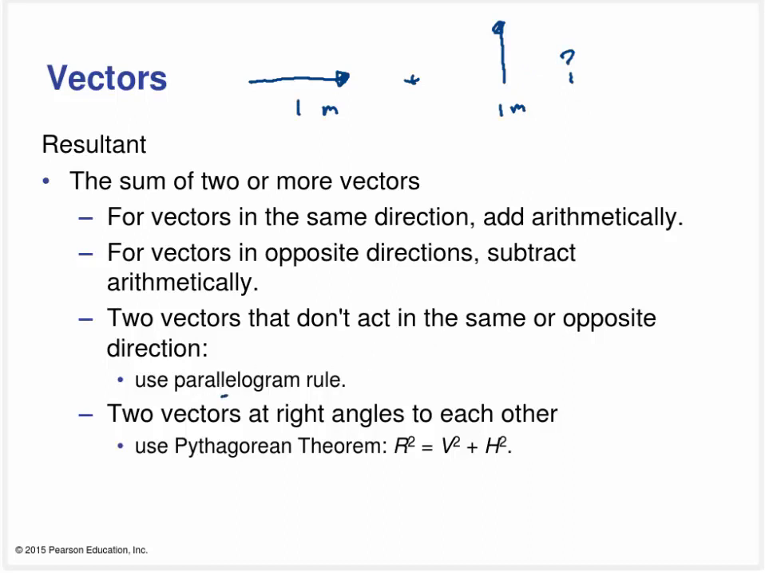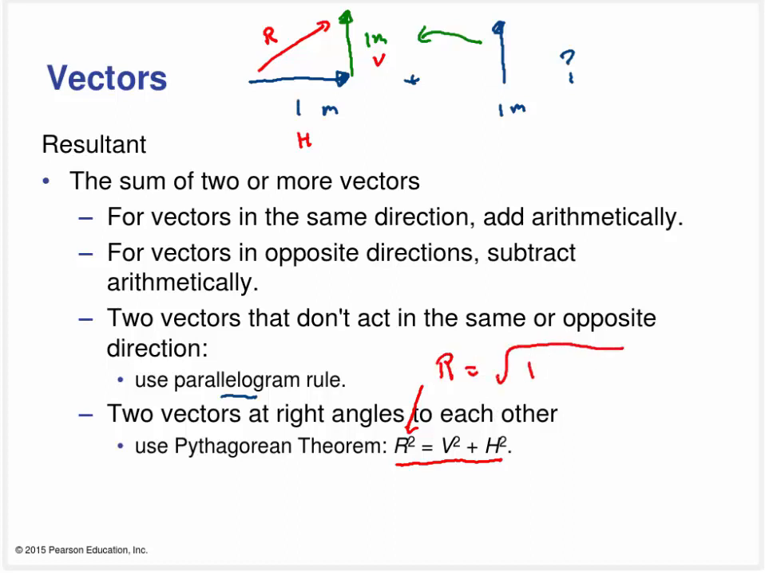Well, it turns out that you're going to use the parallelogram rule, which just says I can lay these tip to tail just like this, transpose this one right there, and what I'm left with is this resultant vector, and this is going to be the horizontal, this is going to be the vertical, and we're just going to use the Pythagorean theorem, which says that the resultant squared is equal to the vertical side squared plus the horizontal side squared. And we can rearrange this a little bit further and say the resultant is going to be the square root of the vertical side squared plus the horizontal side squared.